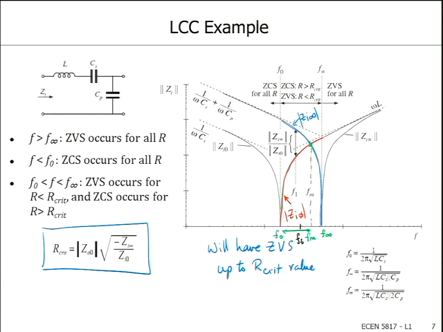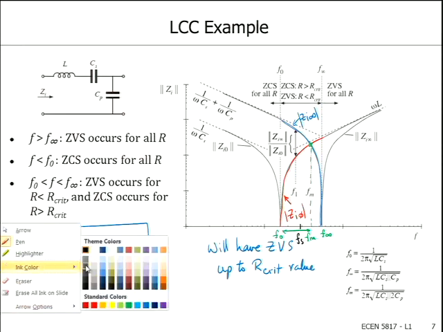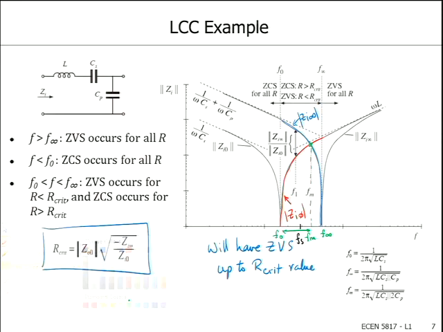To find Fm, well, you have expressions for the Zi infinity and Zi zero, and you can basically equate those to figure out what Fm is. That value of Fm is given here.